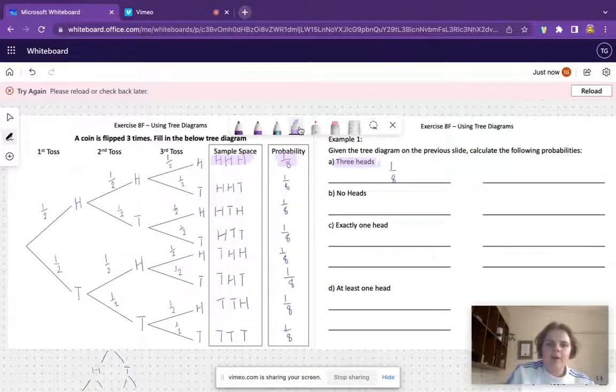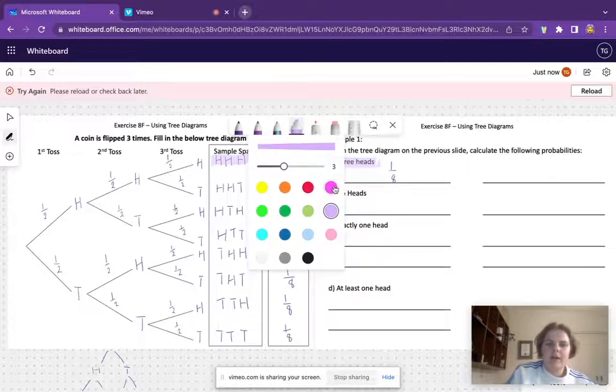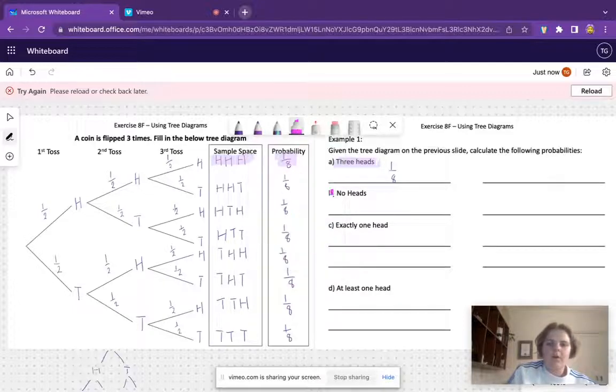Now we've got no heads. So the probability of getting no heads, there's only one option with no heads, 3 tails. So this one again is 1 out of 8.